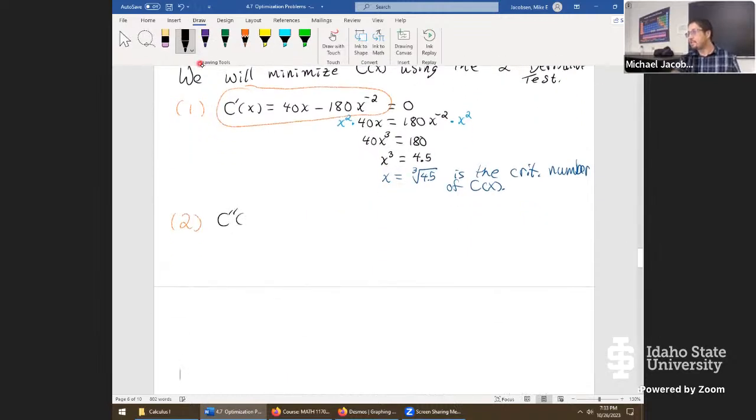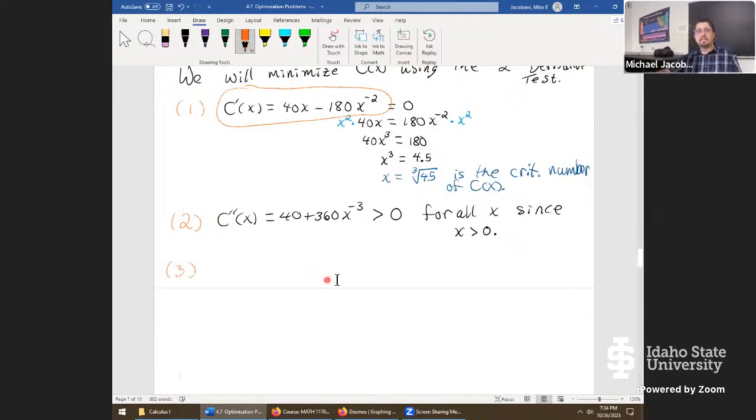So C double prime at x was 40 plus 360 x to the power -3. All right, here, it's strictly bigger than 0 for all x, since x is bigger than 0. It's the only reason we're okay here, by thinking of the domain of that cost function. That means we have an immediate conclusion, but let's take a look.